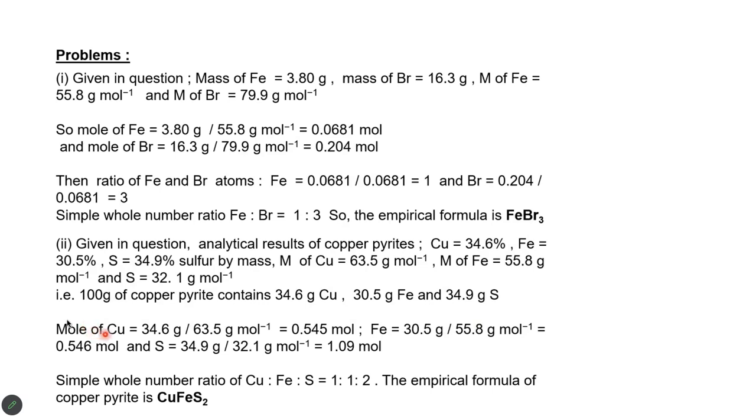And if we take the moles of copper, iron, and sulfur, we get 0.545 mole of copper, 0.5446 mole of iron, and 1.09 mole of sulfur. So the simplest whole number ratio of copper, iron, and sulfur is 1:1:2, and therefore the empirical formula of copper pyrites is CuFeS2. So we now know how to find the empirical formula.